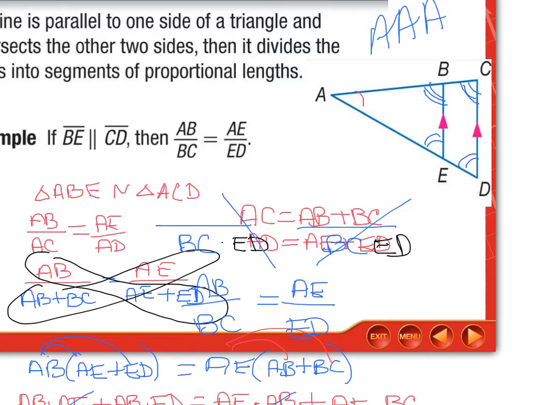Now, this theorem is very useful to know. However, you can get away without it. We could always write all the corresponding sides. So you can always continue to write AE is to this whole length, AD. But knowing these pieces are proportional can be very helpful.